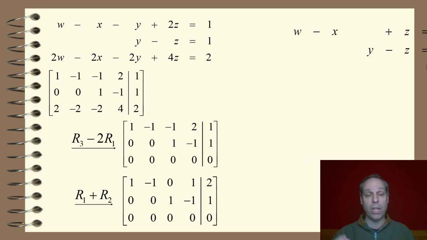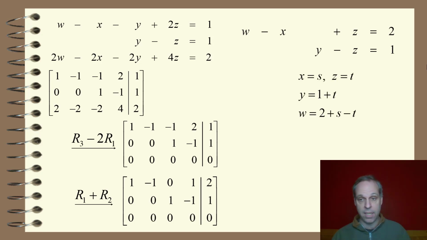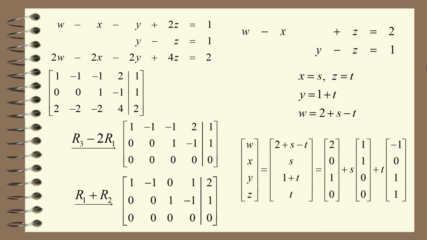Lastly, we then go back to our system. We can see that we have two leading variables, w and y, and we have two free variables, x and z. So I'll say x is s and z is t, and I'll solve our leading variables in terms of our free variables, and finally come back and just write out the solution in terms of a vector, w, x, y, and z. And then I just rip it apart in order to make it look nice. That's the answer.